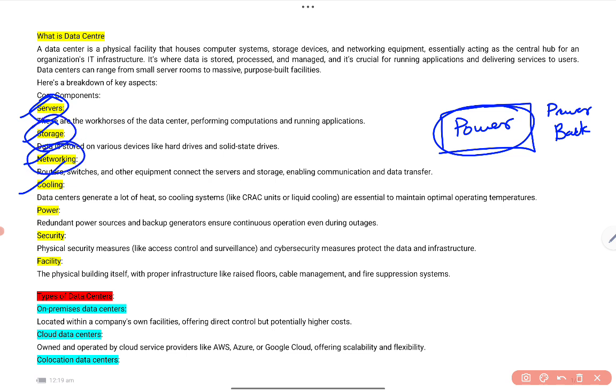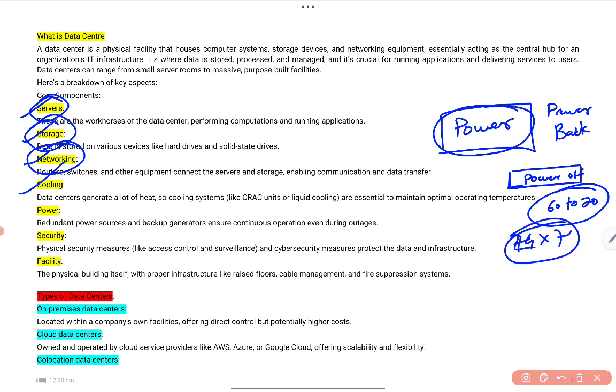Because if the power goes off, then these devices might turn off during this power-off period. Most of the data, maybe 60 to 70%, will be lost. So this is the most important factor of the data center, that the power should be continuously on, 24/7, 24 hours per day.